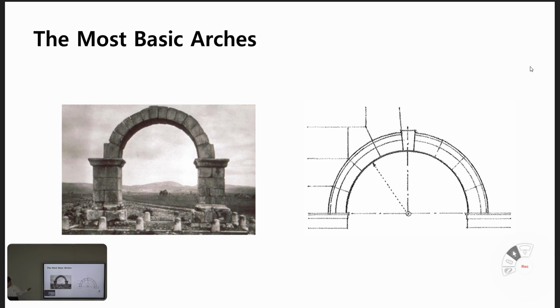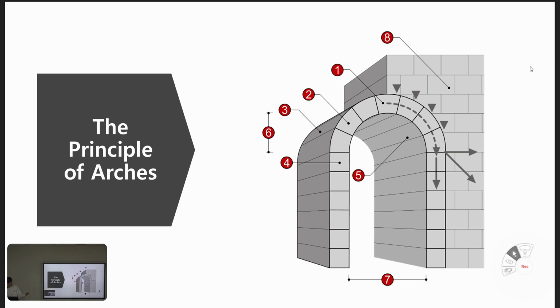These two pictures show the most basic shape of arches. In the right picture, there are wedge-shaped elements held together by compression. Let me make it more clear. In this picture, when force is applied on the arch, each wedge-shaped stone transmits the force to the next stone. As a result, the force applied on the arch is delivered to the column under the arch.